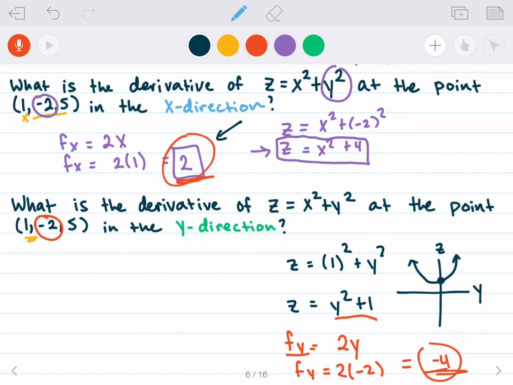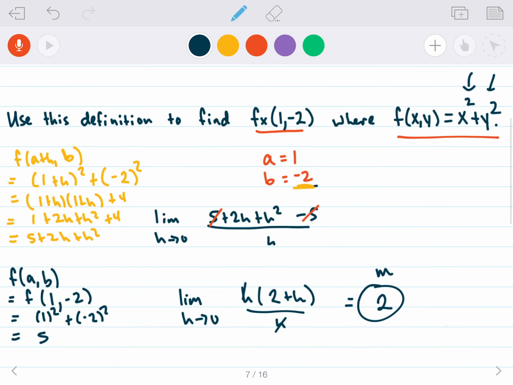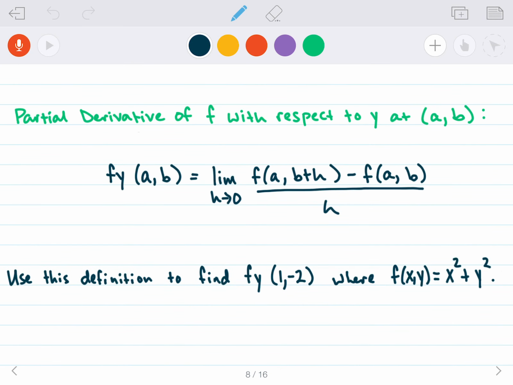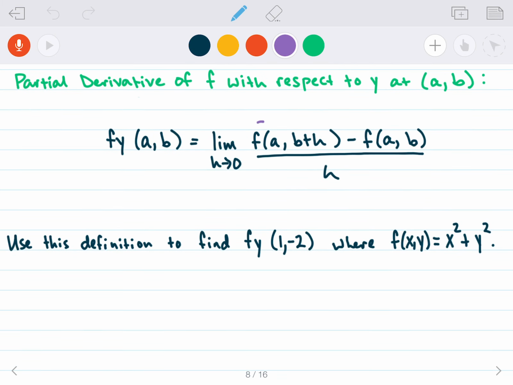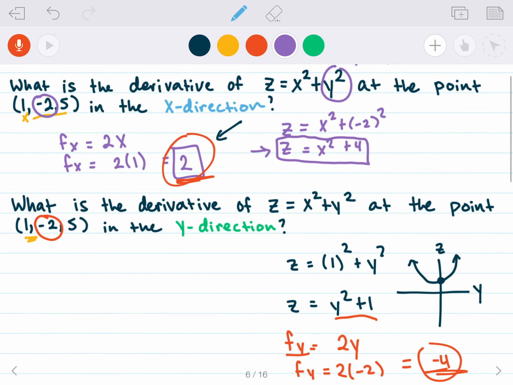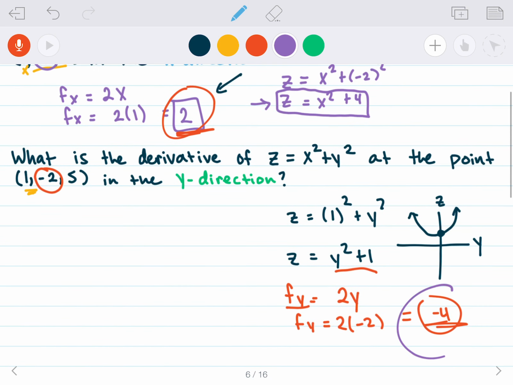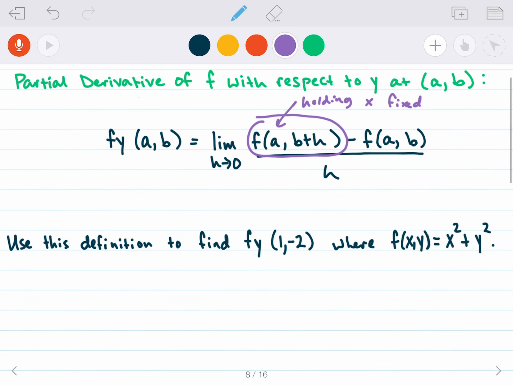So, using the shortcut. Let's go ahead and use the same definition, but with respect to y. This time, if you notice the difference between the two limit definitions, we're holding x fixed, or holding it constant. So we're going to use this definition to figure out the derivative in the y direction. And what do we expect it to be? We expect it to be negative 4. That's what we expect our answer to be here.